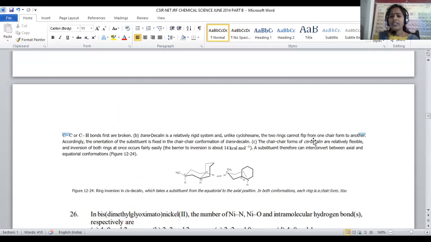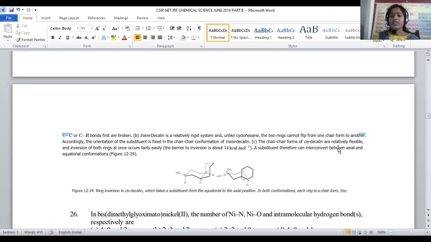Unlike cyclohexene, the two rings cannot flip. Flipping is nothing but interchanging their positions or rotating themselves. That kind of possibility will not be present in the case of the trans isomer. Being a rigid molecule, it will not participate in any kind of bond transformations. So here they will be in their fixed positions only. Accordingly, the orientation of substituents is fixed in the chair-chair conformation of trans-decalin.